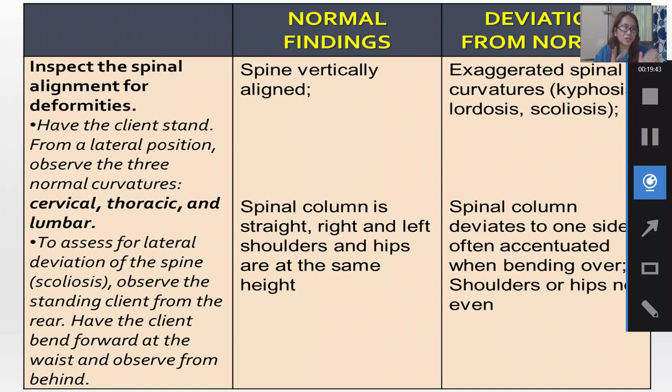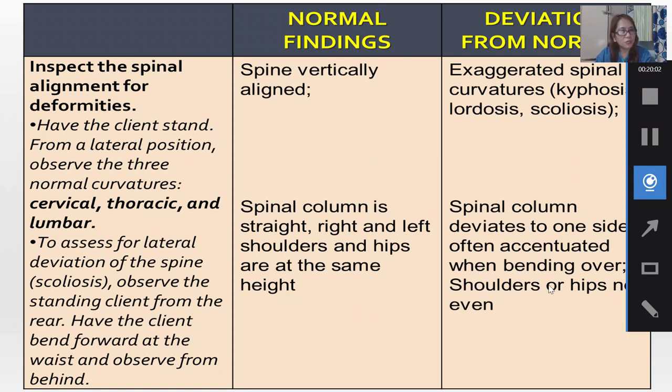So, you better check your checklist per item, and then you get the normal findings per item. Para yun yung aaralin ninyo. And same with your physical assessment 1, you will just give me the normal findings. Okay? So, yan yung mga normal findings natin.